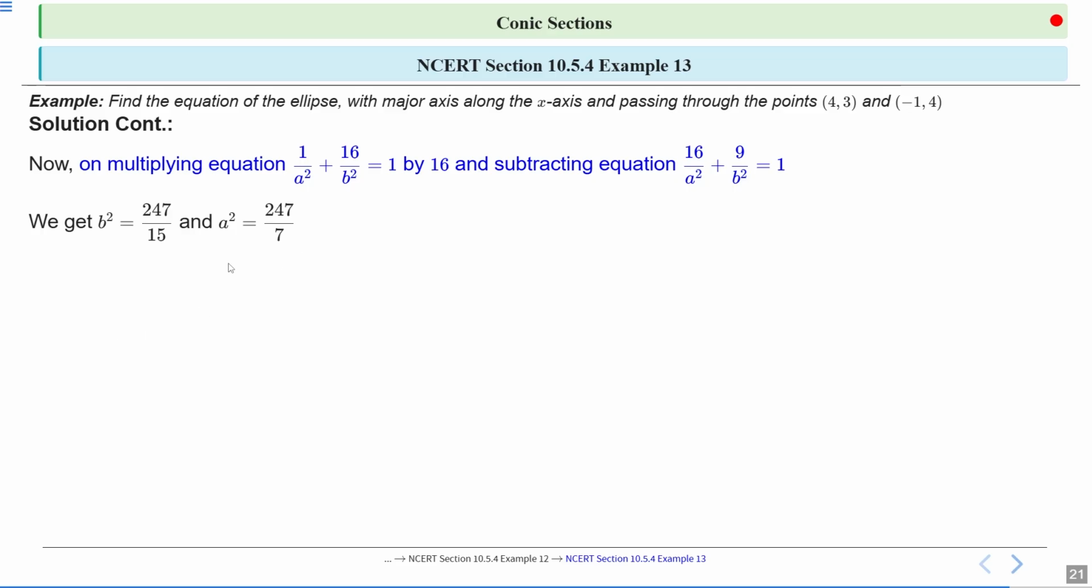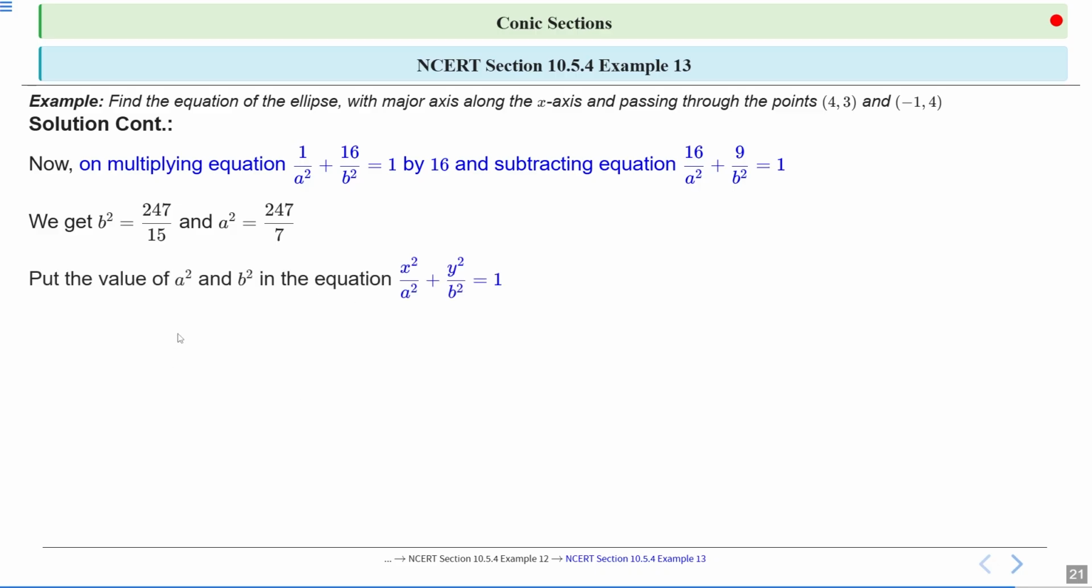You can easily solve for b square and a square using these two equations. Basically, if we multiply the second equation, 1 upon a square plus 16 upon b square equal to 1, by 16, and subtract the equation 16 upon a square plus 9 upon b square equal to 1, then you will obtain b square is 247 upon 15. After substituting b square equal to 247 upon 15 into this equation, you will get the value of a square as 247 upon 7.